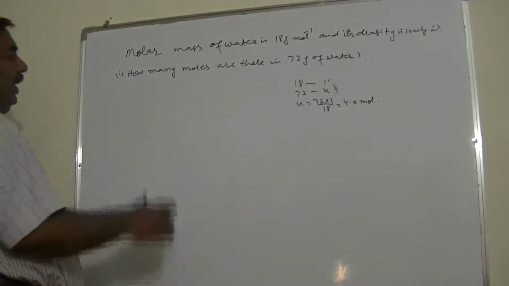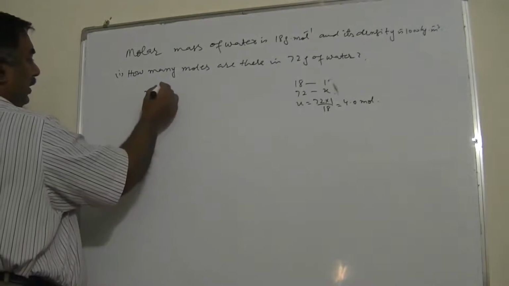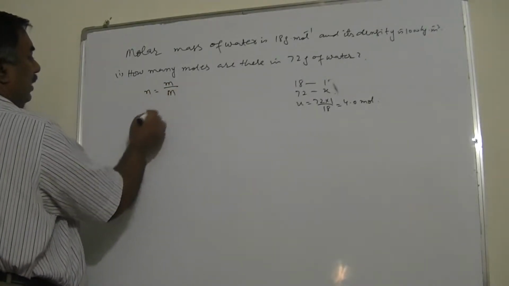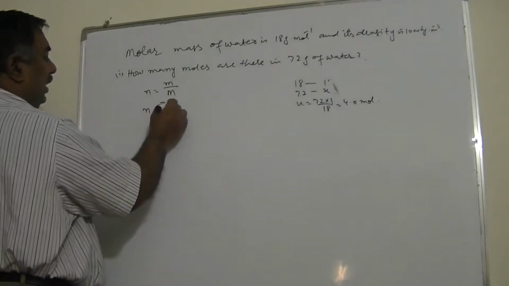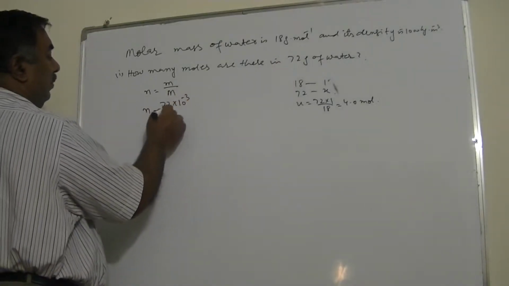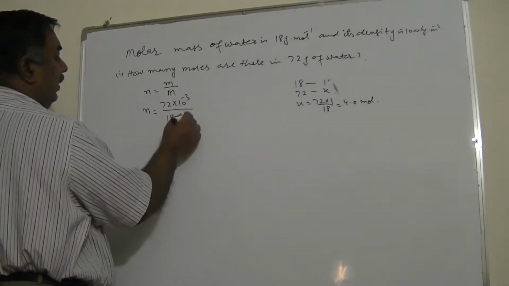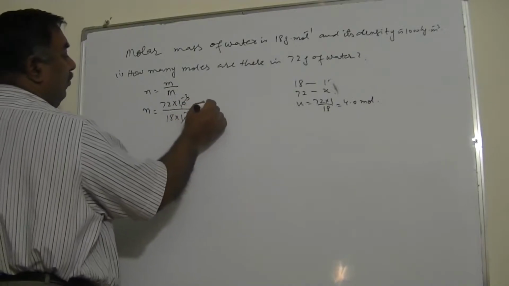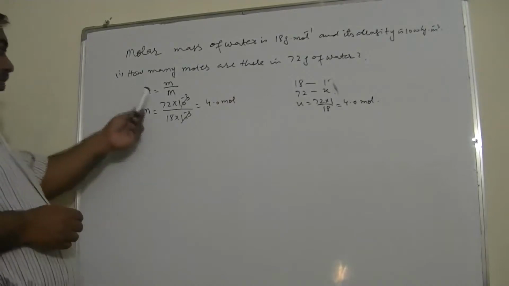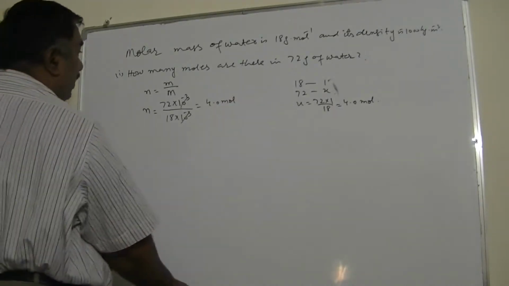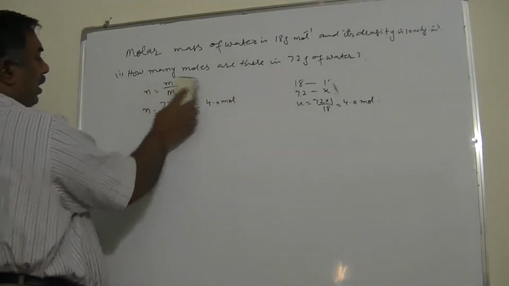Then we can use an equation also. Number of moles is given mass divided by molar mass. So given mass is 72 gram, I will change into kg: 72 into 10 power minus 3 kg. Molar mass is also in grams, I will change into kilogram. This comes out to be 4.0 moles. So the same answer comes, but I will prefer to use the equations. For example, the mass was given, so we can use the ratio method or this formula.